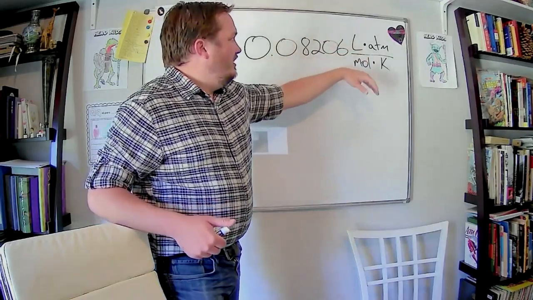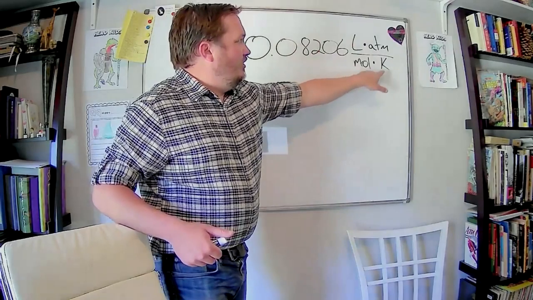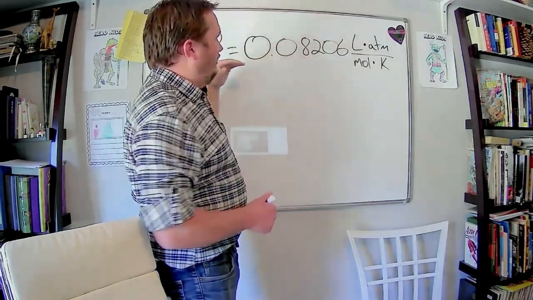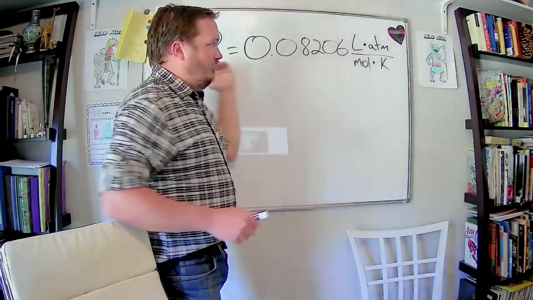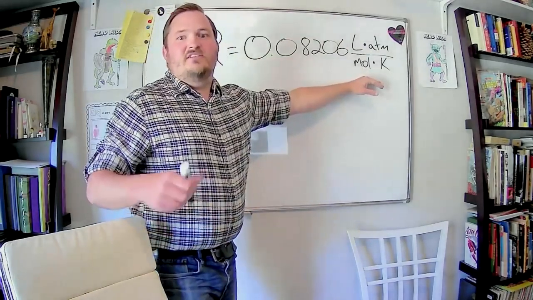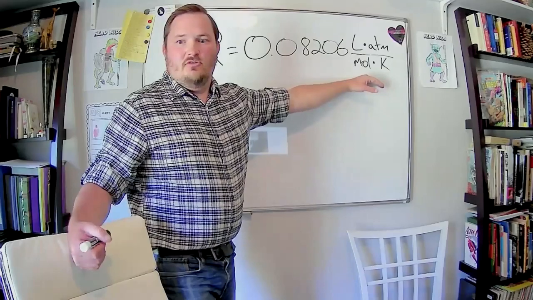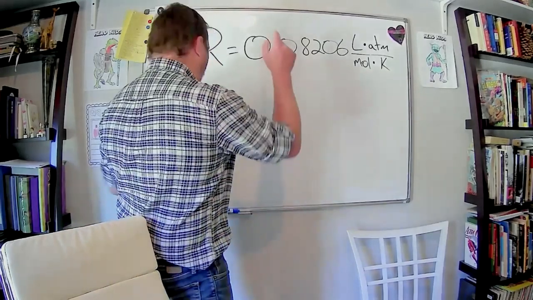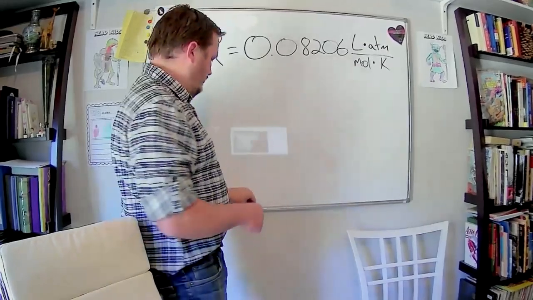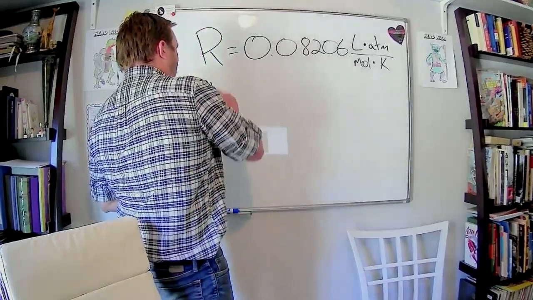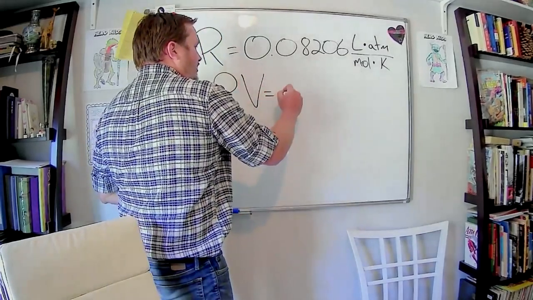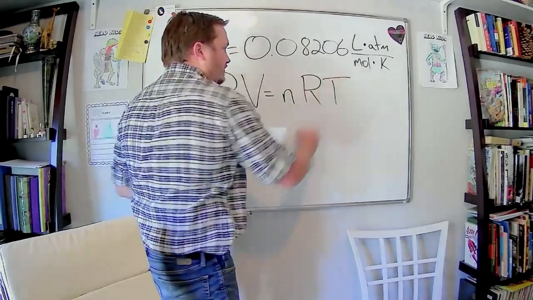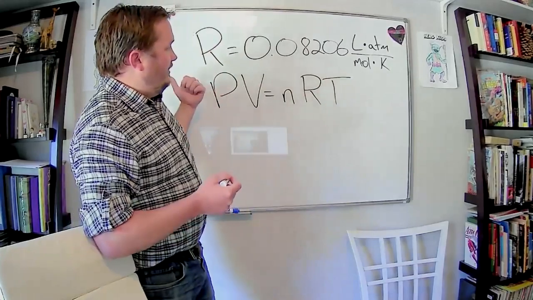Because if you use millimeters of mercury instead of atmospheres, it's going to be a different value, but the equation is the same. If you use gallons instead of liters, it's going to be a different number. I can't really use anything but moles and Kelvin on the bottom, but it just makes things a lot simpler. You only have to remember one number and some conversions, as opposed to looking up a new number every time. And this one is on your equation sheet as well.